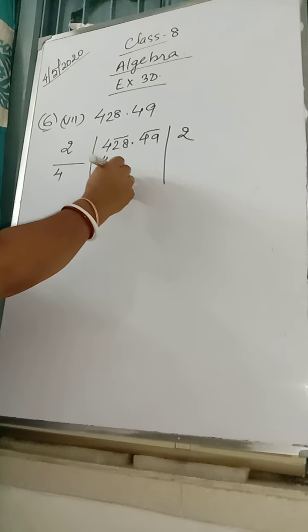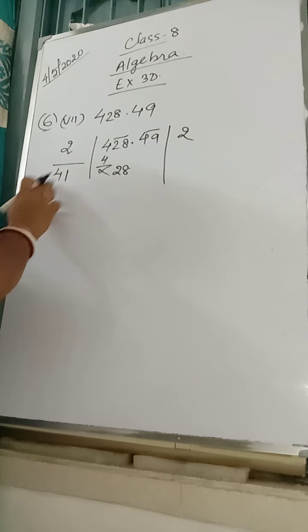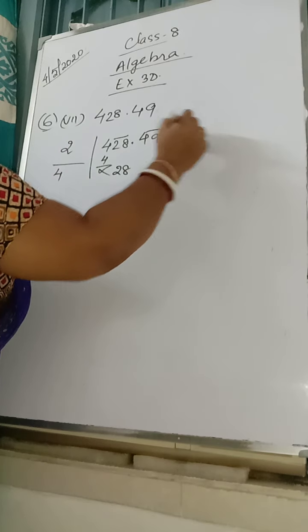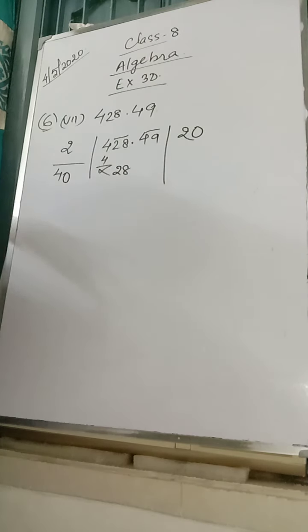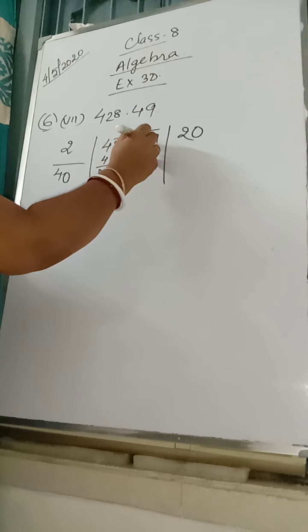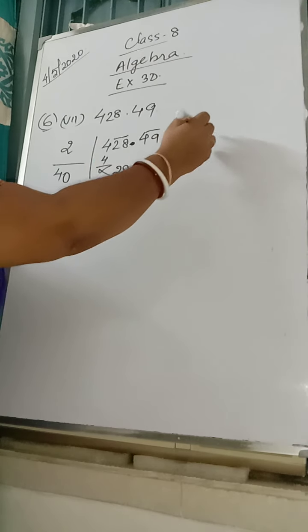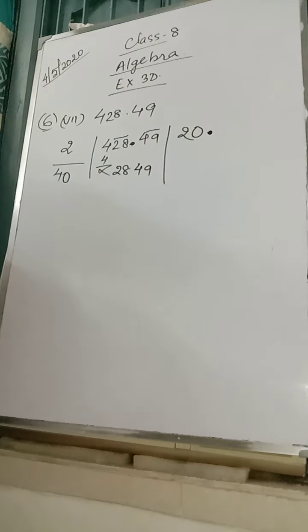This 28 is coming. If I place 1 also, it is more than 28. So what are we going to do? We are going to place 0 here as well as here. And next we are taking the next number, that is 49. Before 49 there is a decimal, so we will place the decimal at the quotient place. Clear?